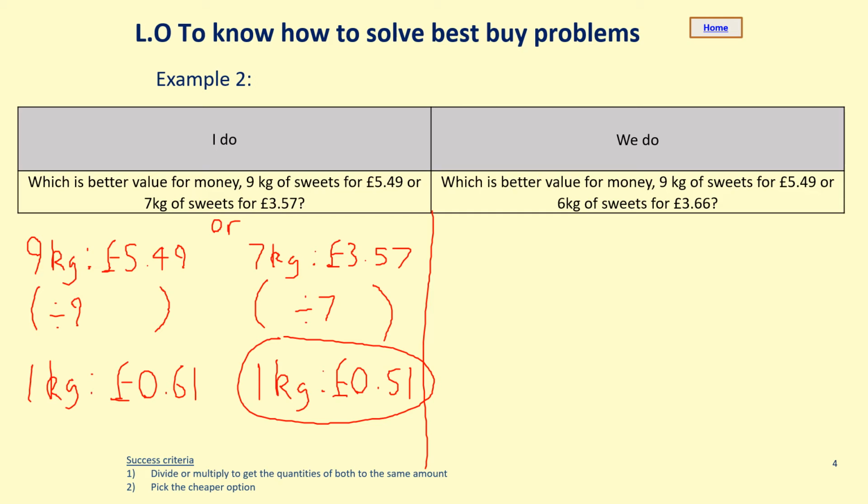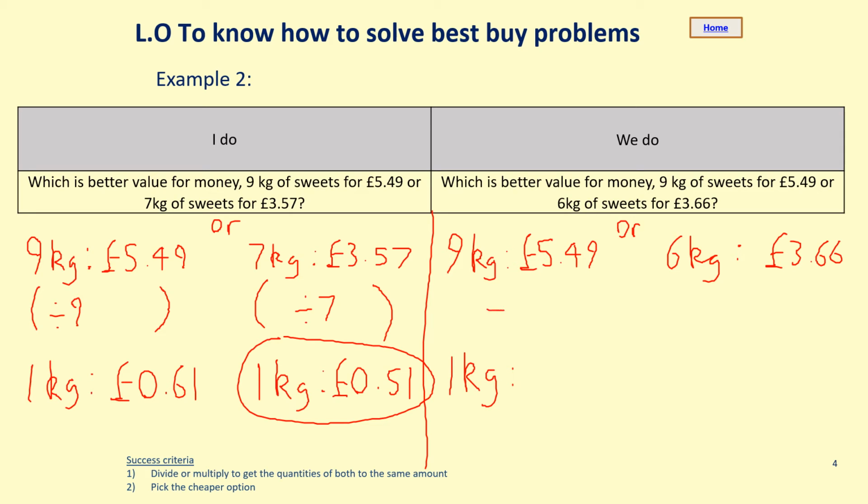Okay, so for the redo, it says 9 kg of sweets for 5.49. So same as the last deal. 9 kg for £5.49, or 6 kg for £3.66. So let's have a look. 1 kg in the first deal. Well, we need to divide the quantity and price by 9. So we're dividing by 9 for this first one. That tells me it's 61p a kilo.